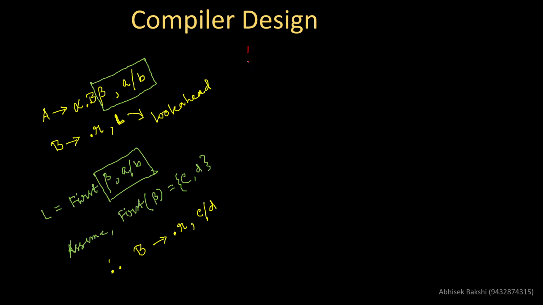So let's just make a line here. Why am I saying this is one situation? Because I can have another situation for the same grammar. For example, now the production is something like this: A to alpha dot B, and after B I have nothing, I have just some lookahead, a or b.